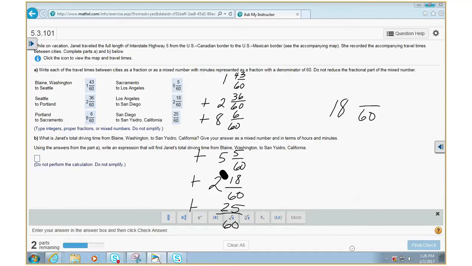Oh, you got 237? Y'all help me out. Add them up. I got 232. 232? Okay, I'll do it again.